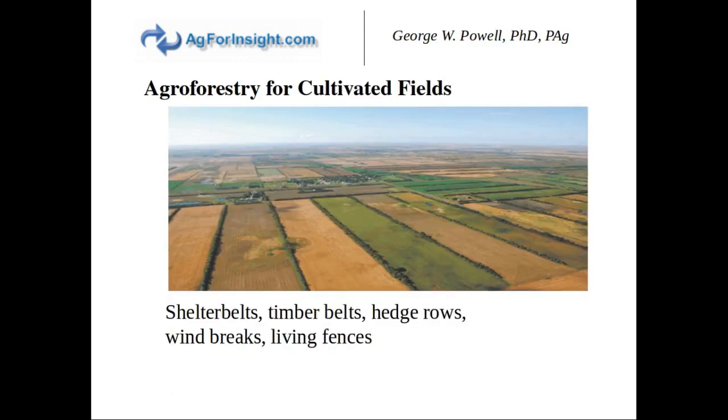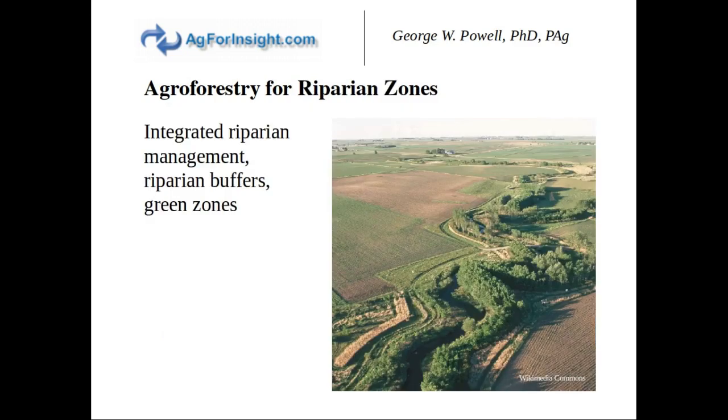Looking at it from an intents-driven standpoint, if we're using agroforestry for cultivated fields, we would be planting trees or shrubs around the perimeter of those field edges, and that might be in the form of a shelter belt, a timber belt, hedgerow, windbreak, or living fence. Trees or shrubs planted in and around the corridors of water, be they streams or water bodies, have primarily a conservation focus, but they can also be used as a means of diversification or enhancing productivity, and these come in the form of integrated riparian management, riparian buffers, or sometimes referred to as green zones.